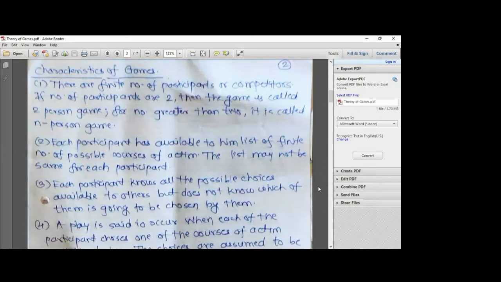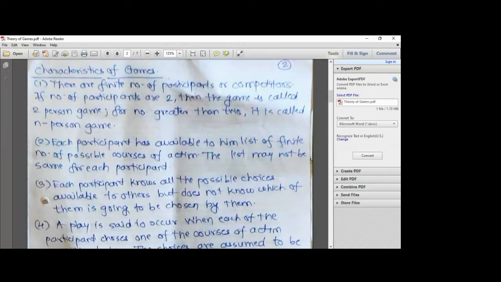So next, what we are going to see is what the characteristics of these games are, right? So there are a finite number of participants or competitors, and if the number of participants is two, then the game is called a two-person game, and for a number of participants greater than two, it is called an n-person game. But this n does not depend on the number of persons; if there are three persons, you can't say that it is a three-person game. This n represents the number of strategies that the player can play. That will come in due course of time.